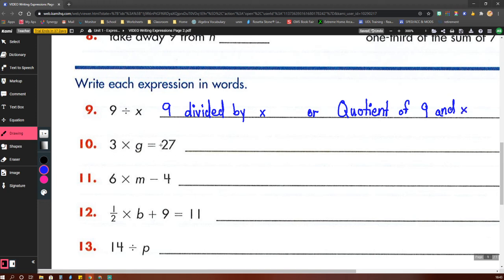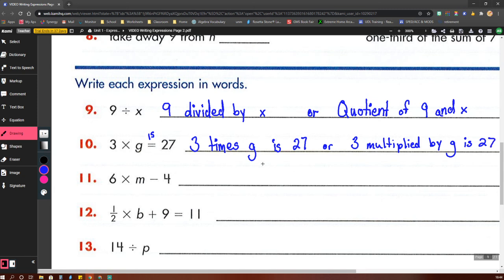Now number 10 has that equal sign. That means we write is. So we can do 3 times g is 27, or 3 multiplied by g is 27. Either one is correct.